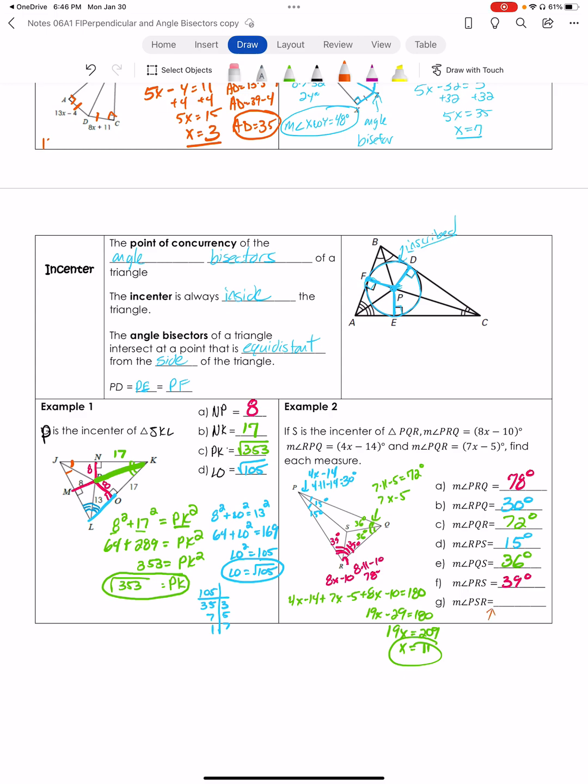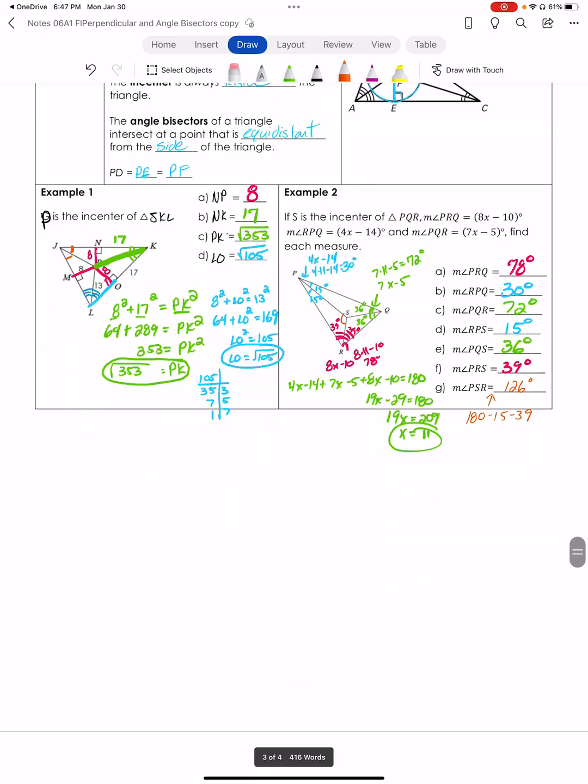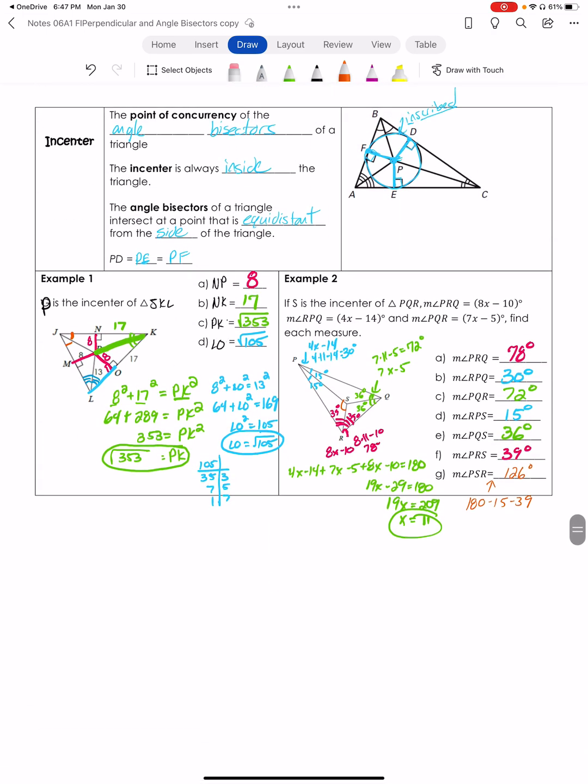And for this last one here, PSR, this angle right here, that little orange angle, well, I know that's going to be 180 minus 15 minus 39, which is going to be 126 degrees. And there you go. That's all you need to know about these guys.